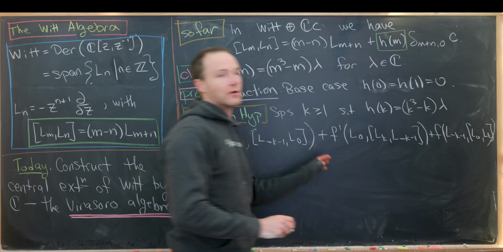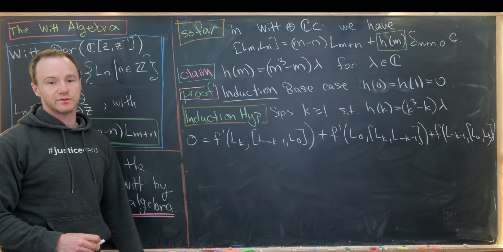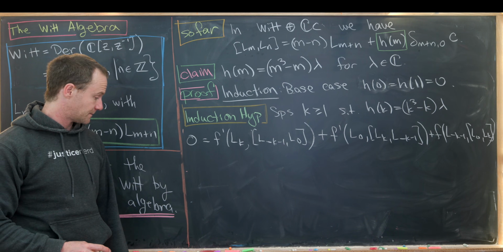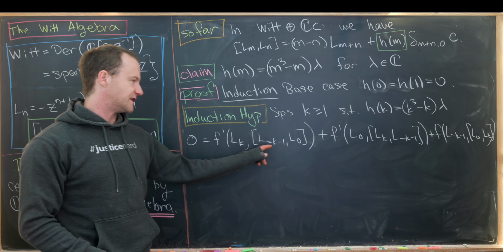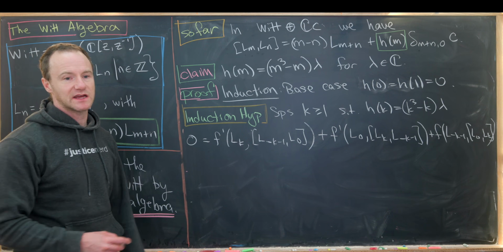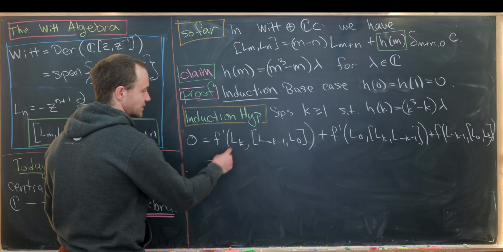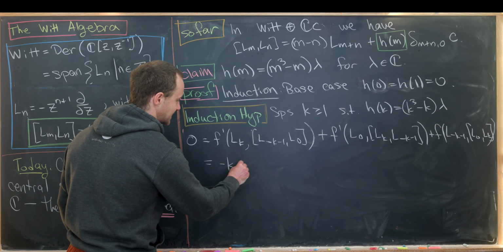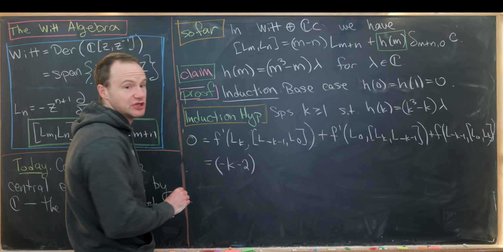So there's kind of a lot going on there, but we know what those brackets are, so we should be okay. So I won't explicitly calculate what these brackets are and write it down. I'll just write the next step, which follows, like I said, pretty easily. So this first term right here will give us minus k minus 2.